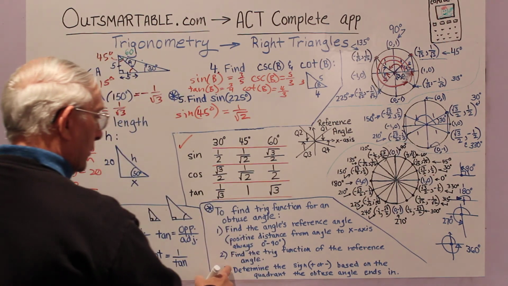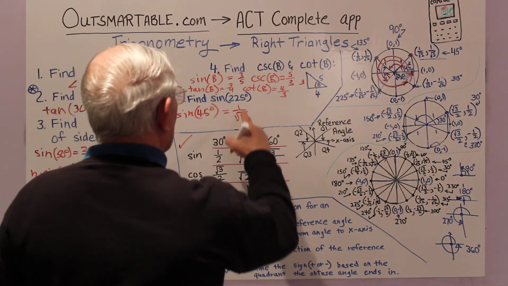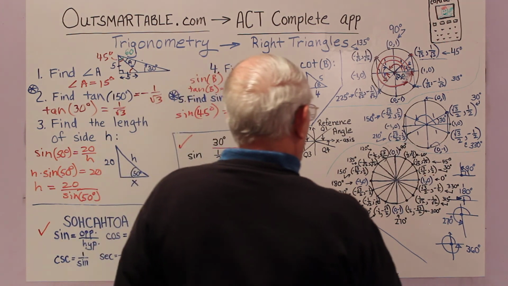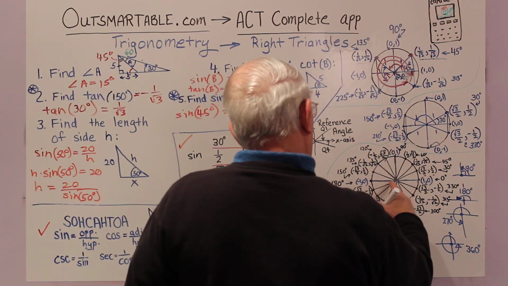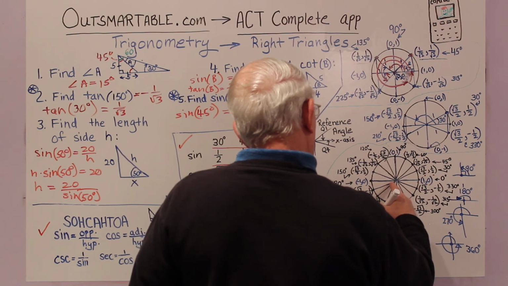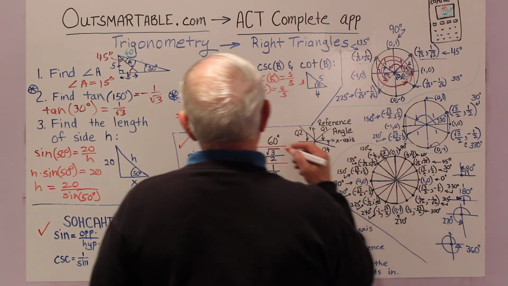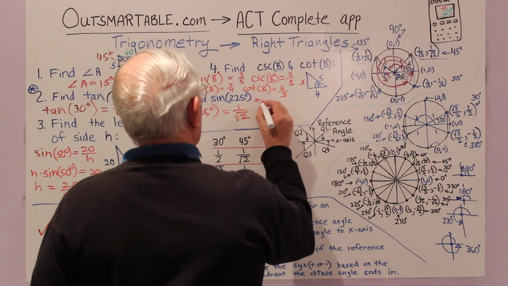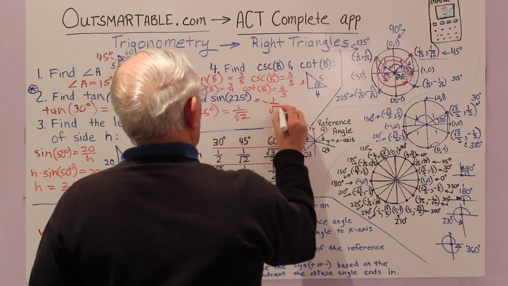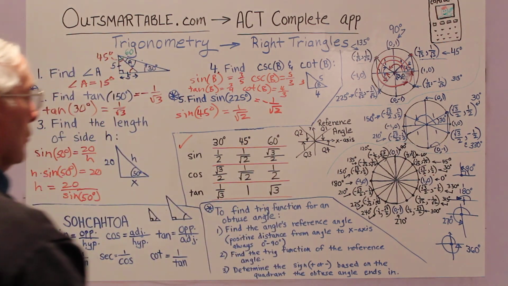Determine the sign based on where the angle ends. 225 is in the third quadrant. Sine is negative in the third quadrant. So sine of 225 is negative 1 over the square root of 2.